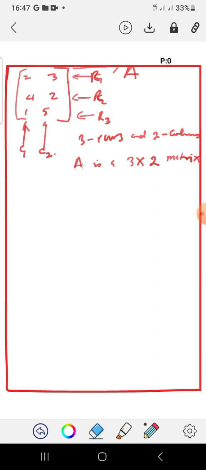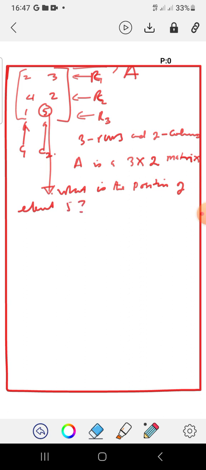Let me see if you are following what I'm saying. What is the position of element 5 in the matrix A? Okay, all right. So that said, we have had a gentle introduction to matrices. We can now continue.